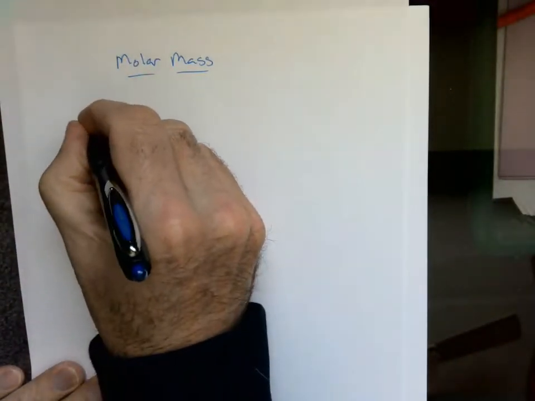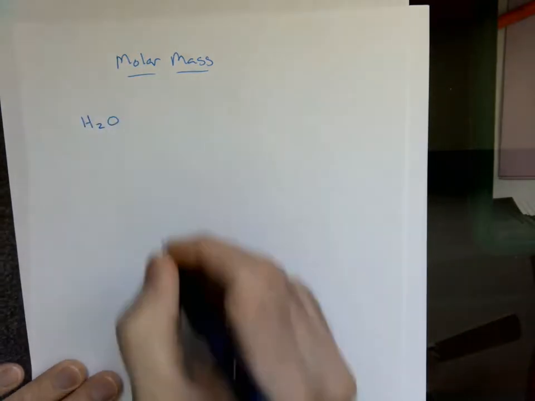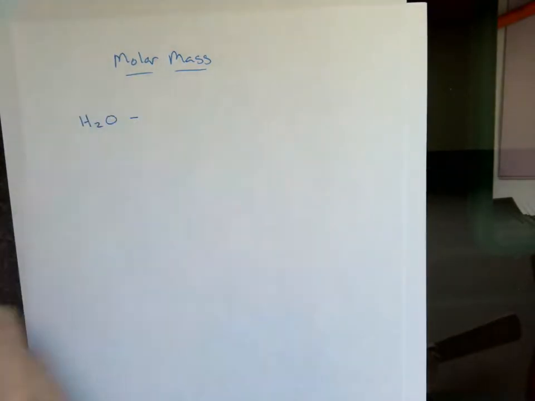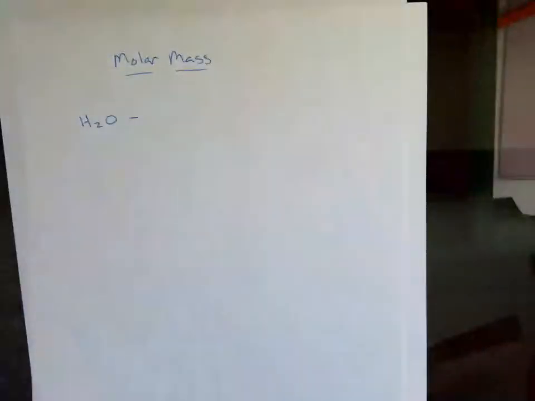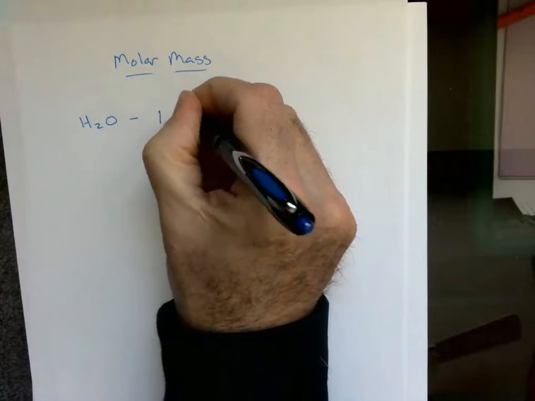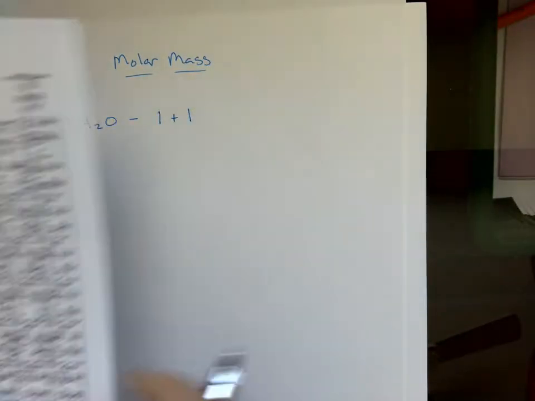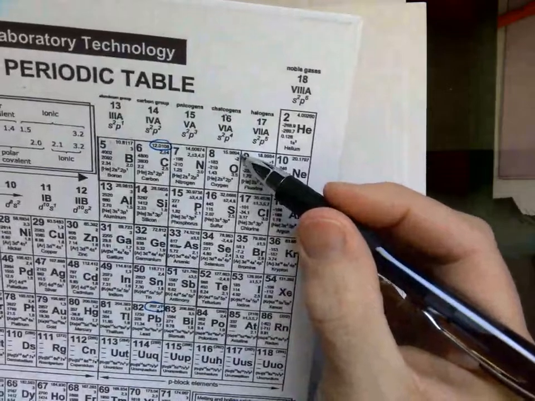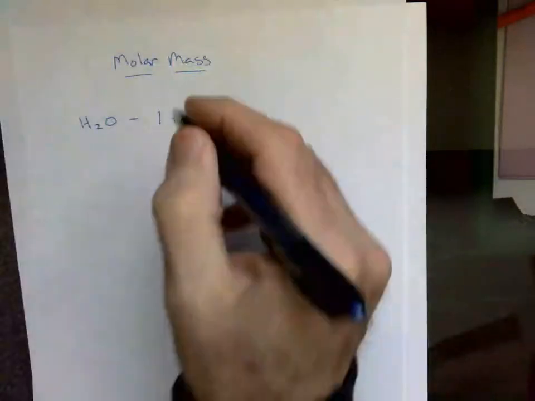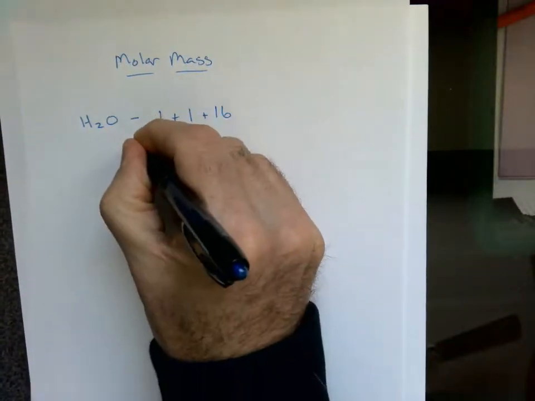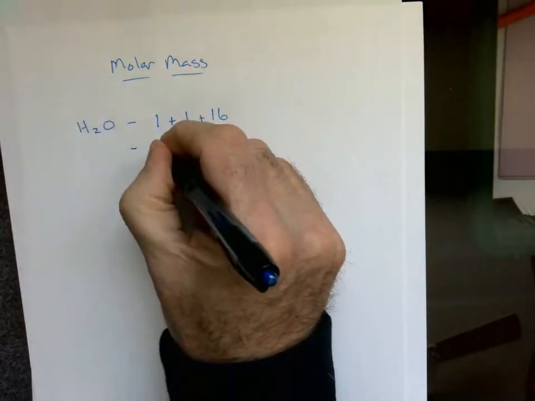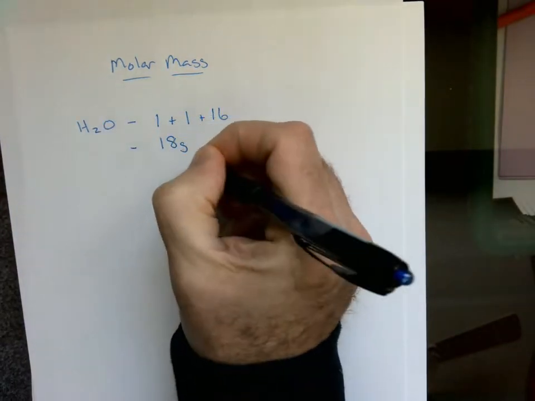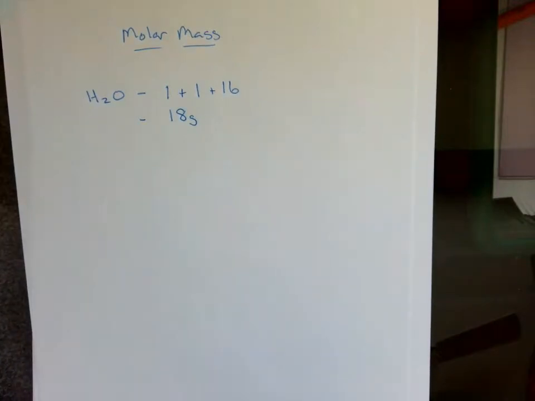If we were to do H2O, we have 2 hydrogens, each with a mass of 1. So it would be 1 plus 1 plus the oxygen, which says 15.9, and I'm going to round up to 16. Hey, on a test, if you round the wrong way, I'm not going to mark it wrong, as long as you show what you need to know to find what the mass of water is. That's 18 grams for 1 mole of water.